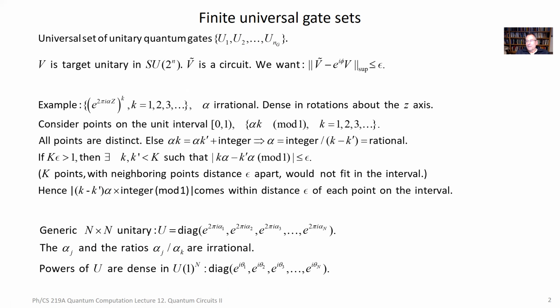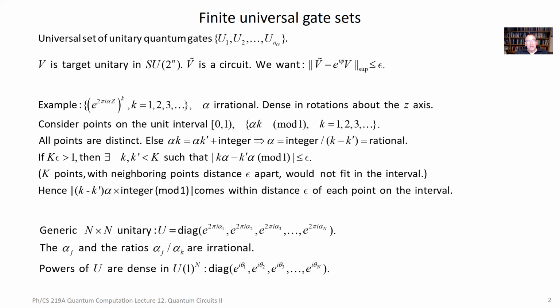Dense meaning that for any element of SU(2)^n, I want there to be some finite circuit which gives me a unitary. The circuit provides a unitary which is within distance epsilon of that specified target unitary in the unitary group. So let me first describe a simpler instance of such density.